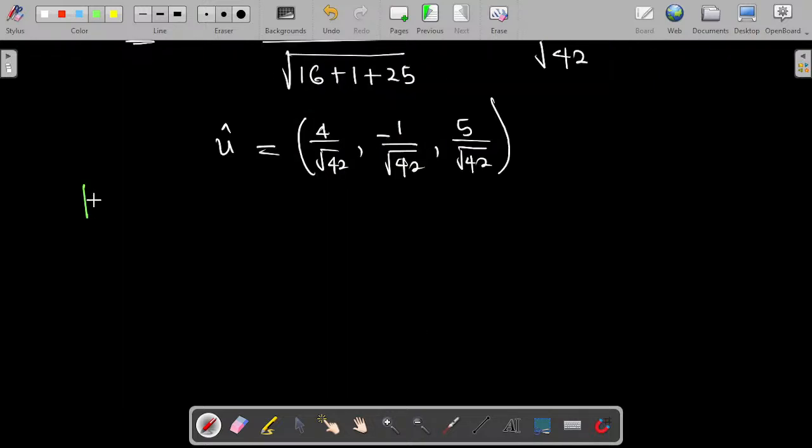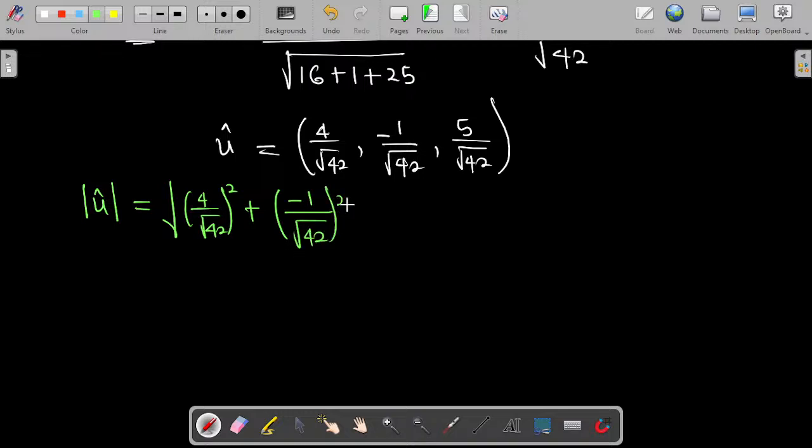Alright, so let's look for the magnitude of u caret, which is going to be the square root of the square of 4 all over root 42, then plus the square of minus 1 all over root 42, plus the square of 5 all over root 42. Okay, this is the square root we are looking for. So what is that going to be?